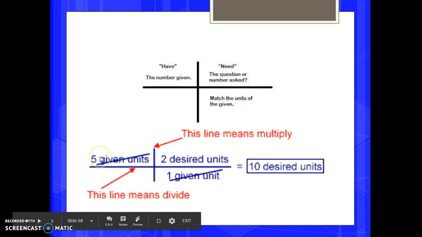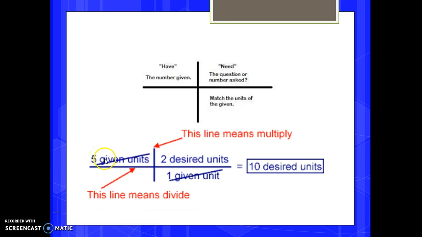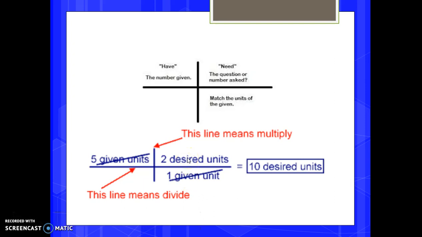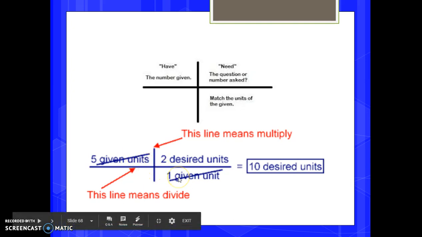So I'm going to start with 5 of my given units. Let's say it's grams. If I have grams on top, I would have to put the unit of grams on the bottom. And then I convert that to whatever I want, to whatever the desired units are. But I have now canceled out those starting units in my problem, so I would not have that starting unit anymore as my answer. I would now have the desired units.